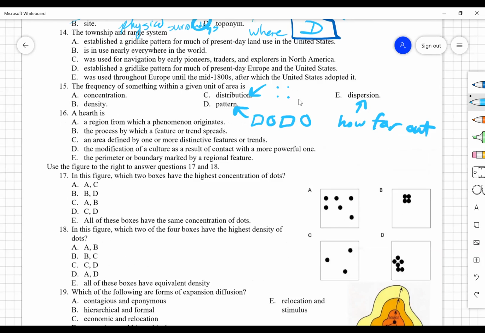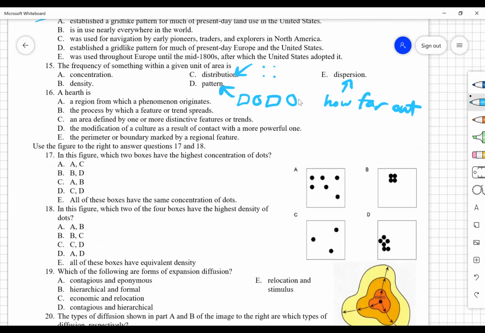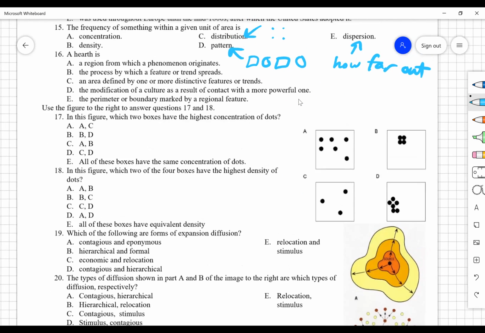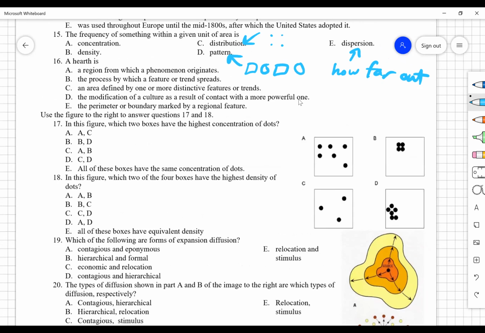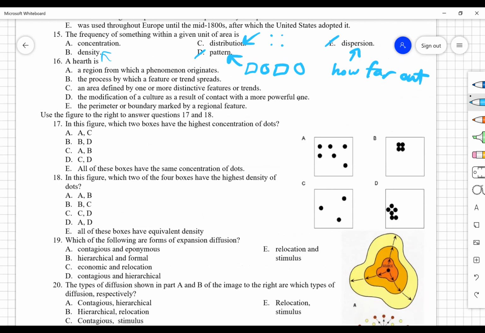And this goes into question 14, which I might get to later if we want to keep going with this. Township and range system is a pattern of where people live. So the frequency of something within a given unit area. Now we don't really think that it's E or D because those definitions don't really make that much sense. So let's look at A and B. Density is people per land area. So my density could be 35 people per kilometer squared. Concentration is going to be I have this box and there are 3 dots in this box, so there are 3 dots in this amount of space.